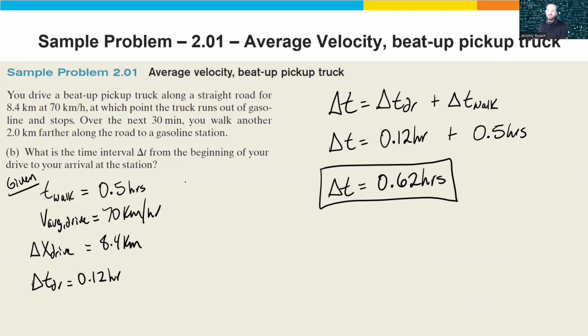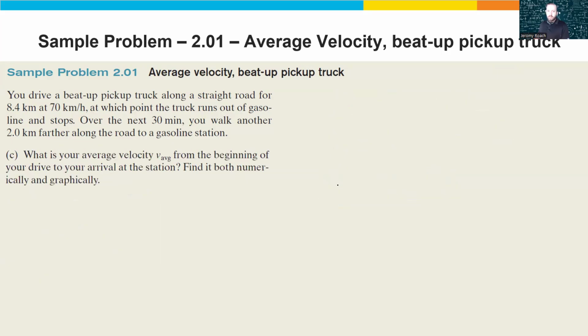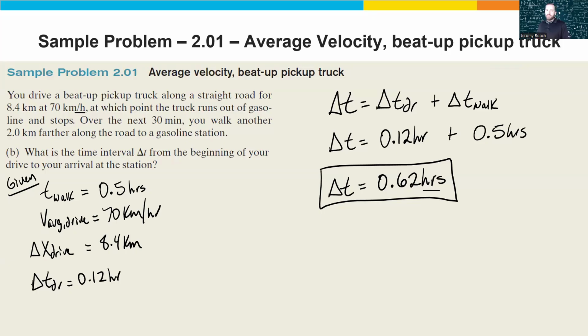Now we want to figure out what's our total time altogether, driving and walking. So our change in time is equal to our drive time plus our walk time, 0.12 hours plus 0.5 hours. Make sure these are both in terms of hours, or you can do minutes, that's fine. But I think it would be best if you change everything to hours, just because we're talking about kilometers per hour. Leaving it in hours would be a good idea. All right, so that's part B. We just wanted to find the time interval from the start of our trip until we got to the gas station. Now we're going to go a step further.